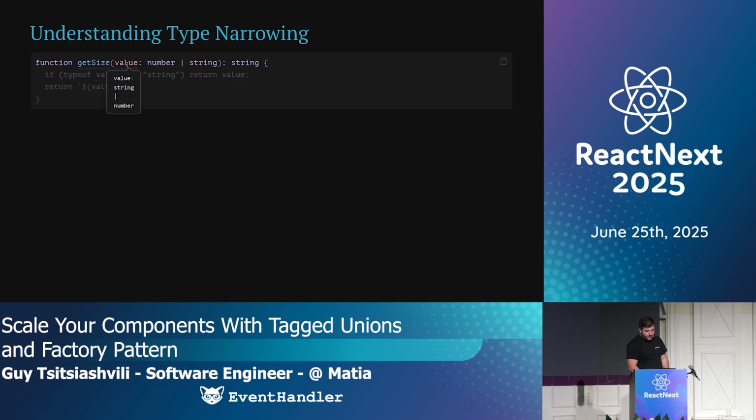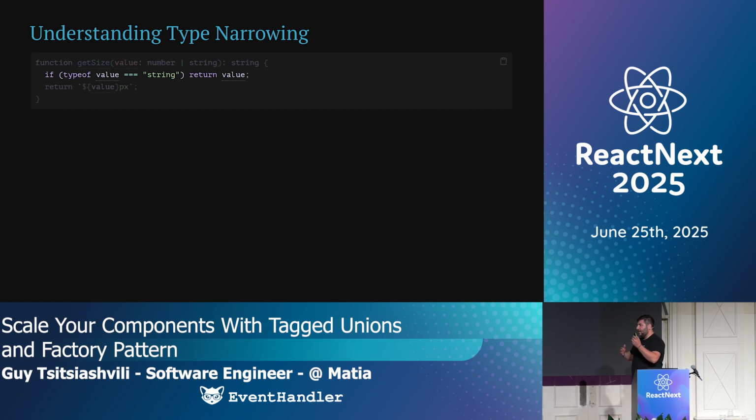So value here is either a string or a number. When we do the typeof value equals string assertion, we basically tell TypeScript, I want this condition to narrow down the type from being either string or number to just string. So when we do return value here, it is typed as string only, the number variation does not exist here. And since we're returning here, the other branch in our control flow has only number as the type because we already handled string. So this is type narrowing.